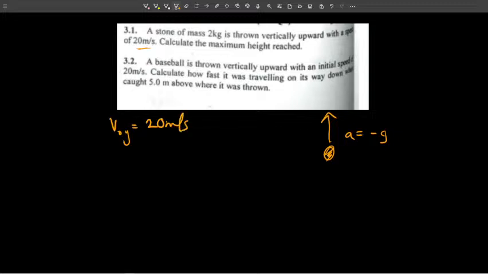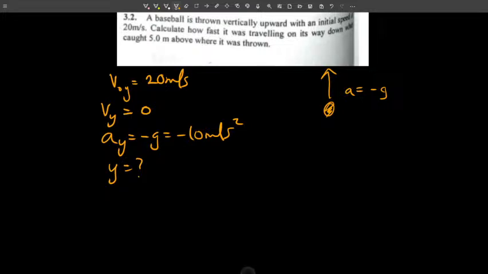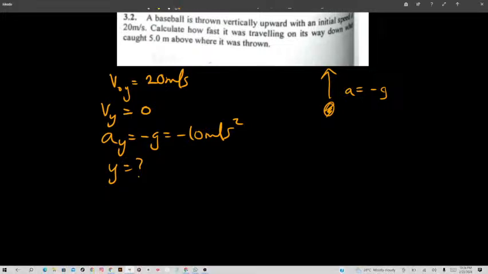We have to find the maximum height. At maximum height, V is 0, I already explained that. And we know that a y is g, or is it minus g? It's minus g, which is minus 10 meters per second square. So we're looking for the maximum height, that's y, the distance in the y direction. We have V naught, V, a, and y. So what will be the formula for that?